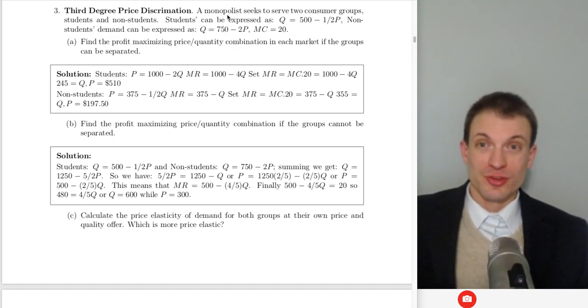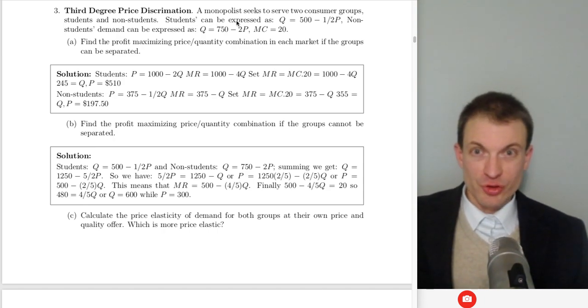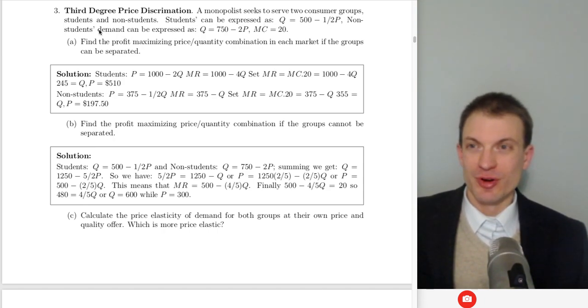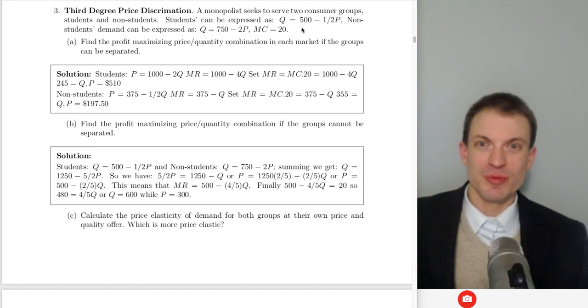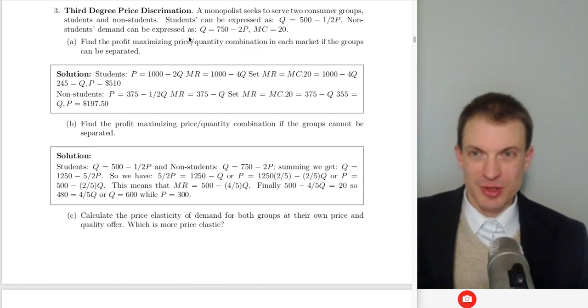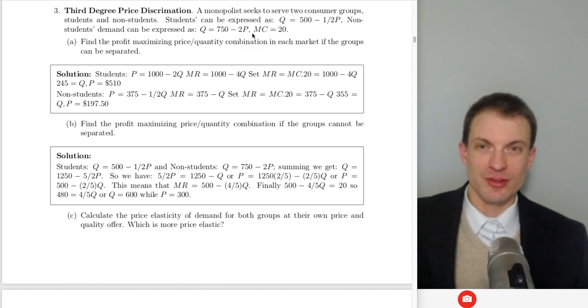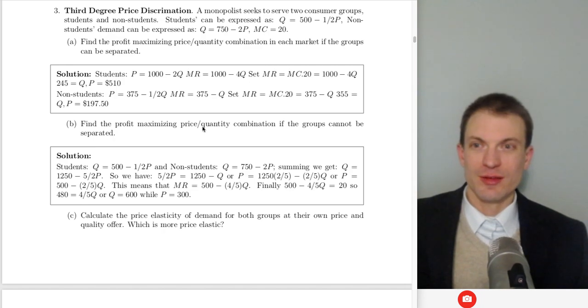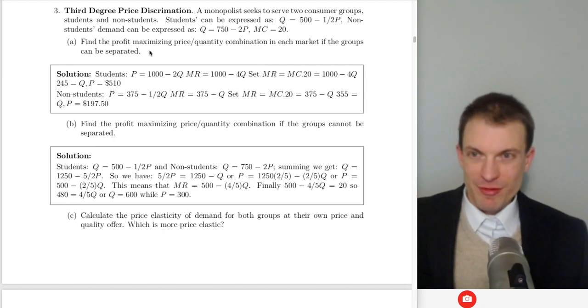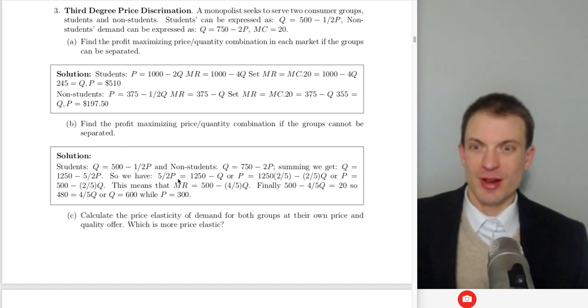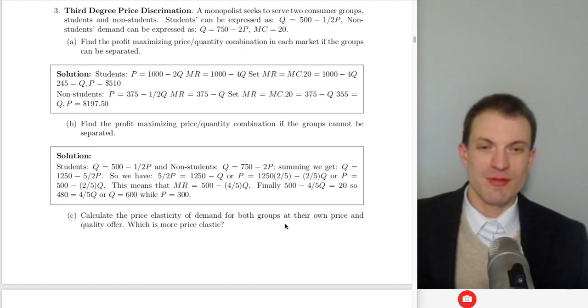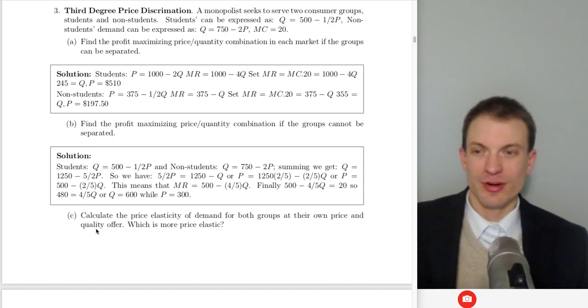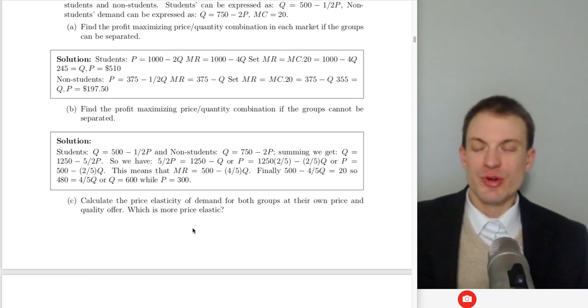So, third degree price discrimination. Question 3. A monopolist seeks to serve two consumer groups, students and non-students. Students can be represented by Q is equal to 500 minus 1/2 P. Non-students' demand can be expressed as Q is equal to 750 minus 2P. Marginal cost is 20. We want to find the profit maximizing price and quantity in each market if the two groups can be separated. Find the profit maximizing quantity and price if the two groups cannot be separated. Then calculate the price elasticity of demand for both groups at their own price and quantity offer, and say which is more price elastic.